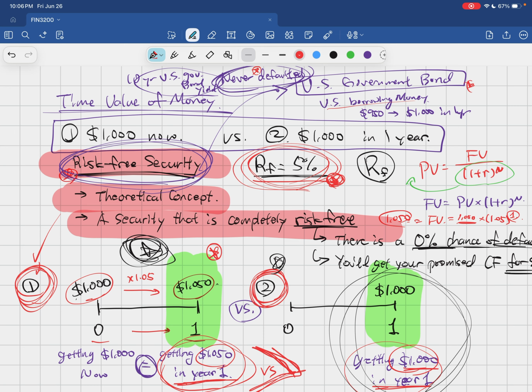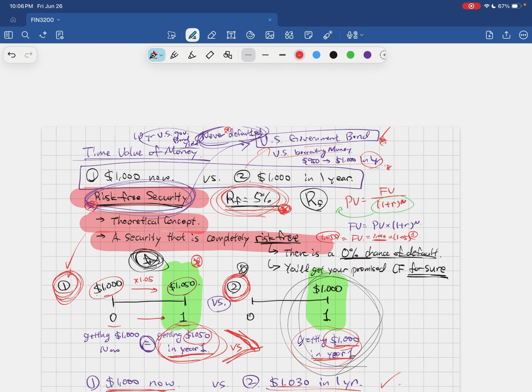But suppose that the world ends in like 1 week. This promise cannot be fulfilled. So nothing in real life is risk free, and maybe there will be a third world war. Who knows? But for now, we're going to say this is the risk free security in the real world.